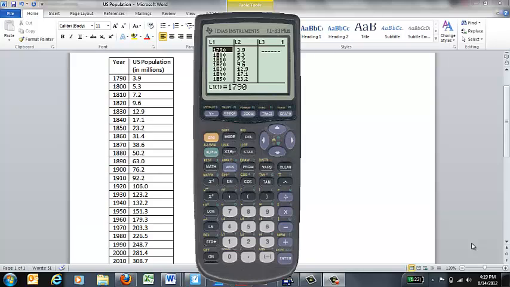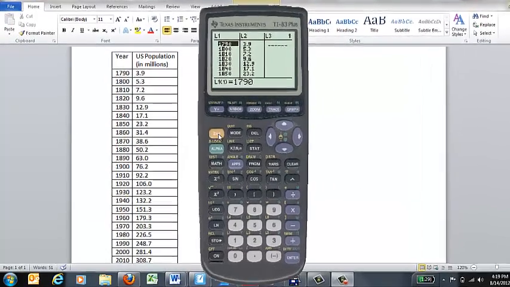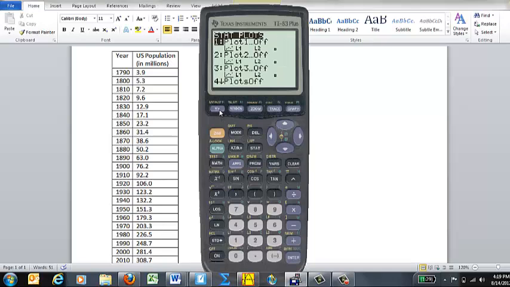And one of the first things we do after we enter data usually is we'd like to take a look at it in a scatter plot. In order to do this, we go to second y equals, which is stat plot. We hit enter on plot 1 and then enter again to turn it on. And then the first of the types of plots that we have is a scatter plot, which is this one. So we want to leave that. We have put our x's, or independent variables, in list 1, our y's in list 2, and we'll leave this mark as it is. And so we're ready to take a look at our data.